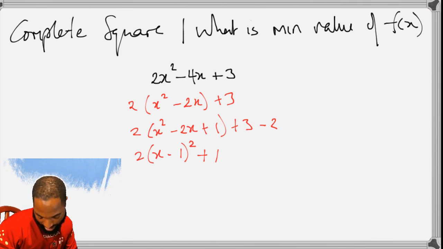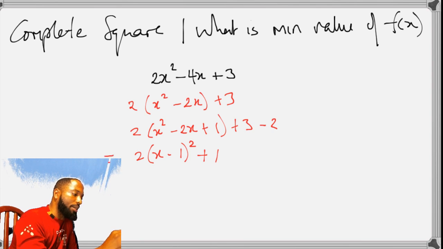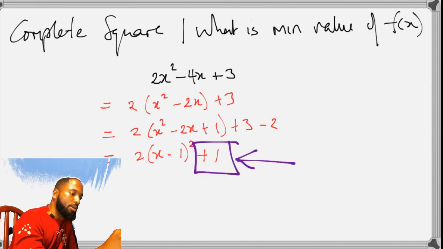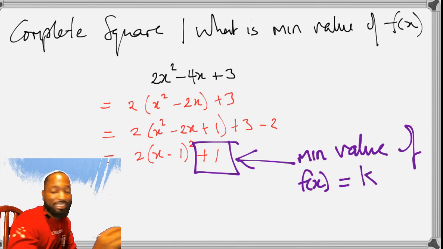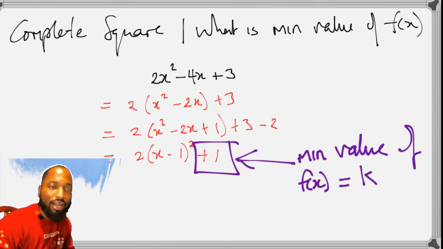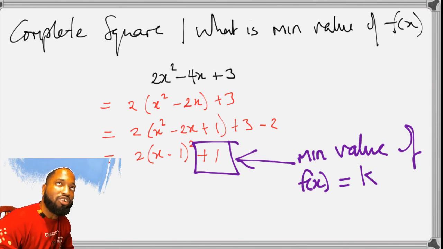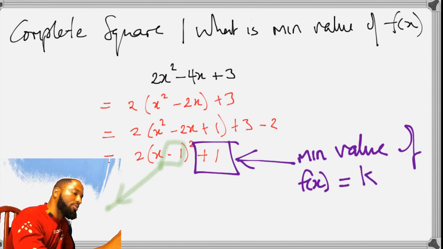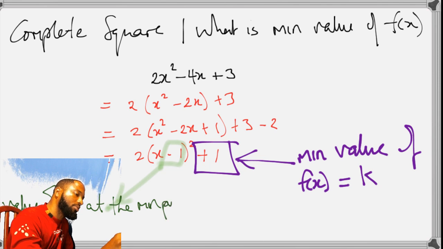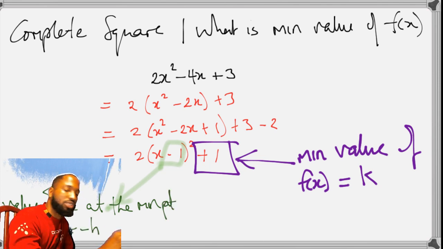So great. Anytime you have a scenario taking place like this, take down this note: the minimum value of f of x is equal to k. Now, the value of x at the minimum point would be equal to the negative of h. Switch the sign on h.